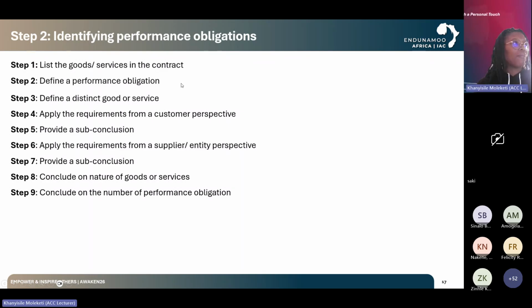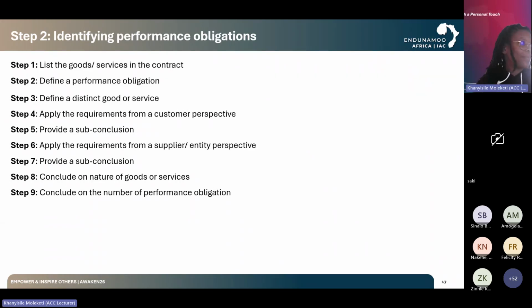I then define what's a performance obligation. Okay. So define a performance obligation, which is the entity's promise to deliver a distinct good or service to the customer. Then you define the distinct good or service very, very lightly. Okay. So what's a distinct good or service? And that's both elements. The capable of being distinct and the distinct in the context of a contract.